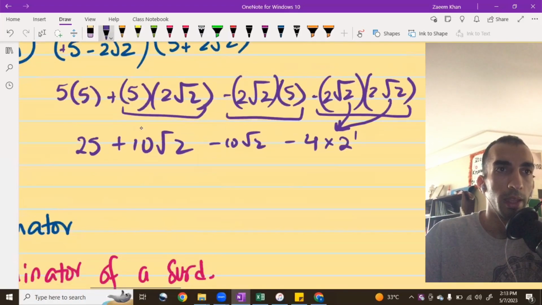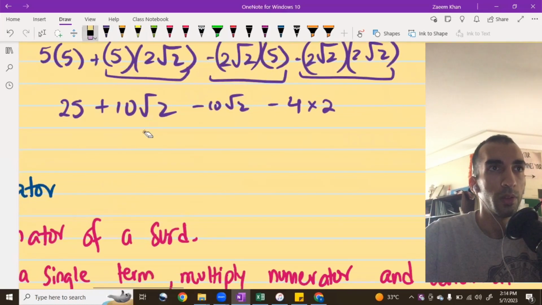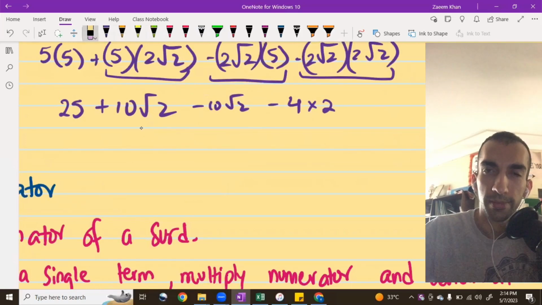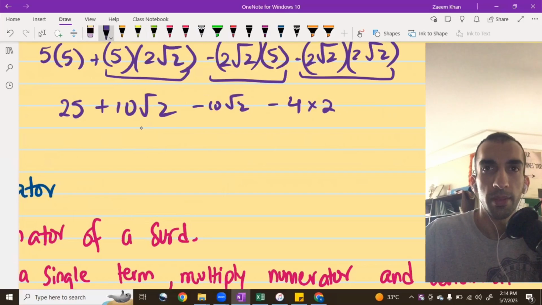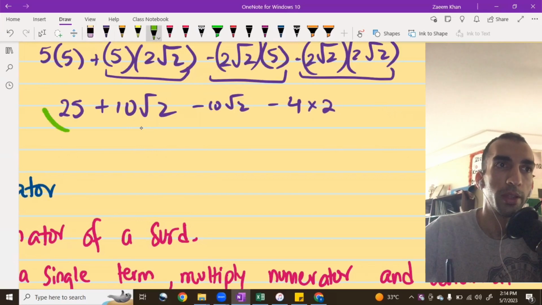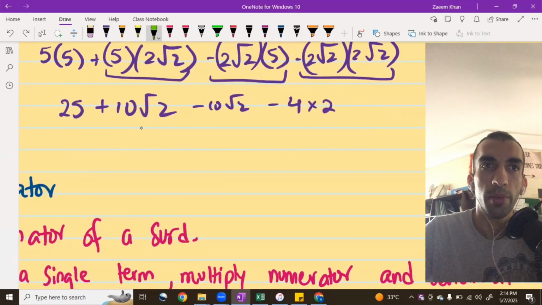Now, what are we supposed to do? We've got some addition and subtraction signs. We're taking away something, we're adding something. What should the final answer be? What do you think? If we do not plug this into the calculator, just by looking at it, which terms are similar? Which can we group together?